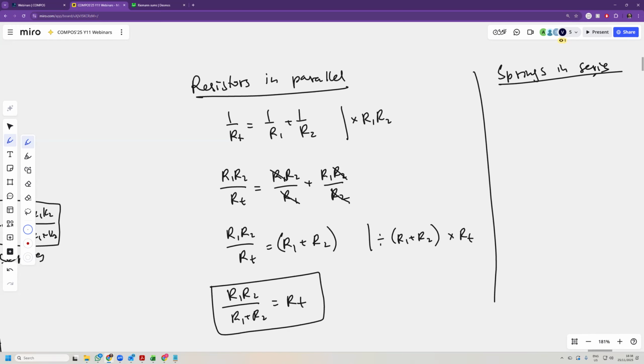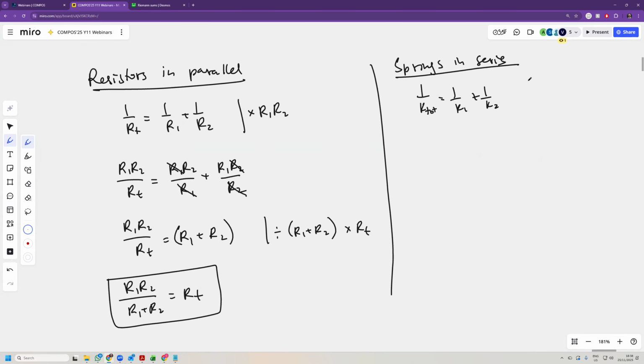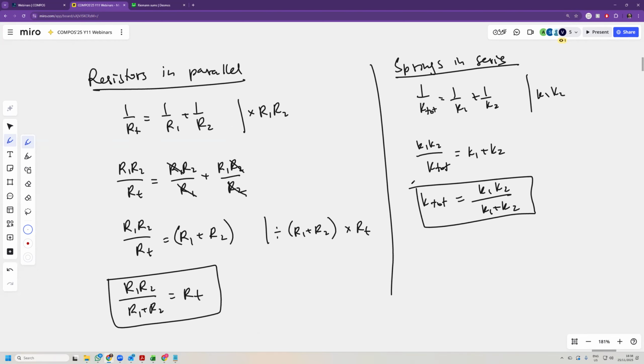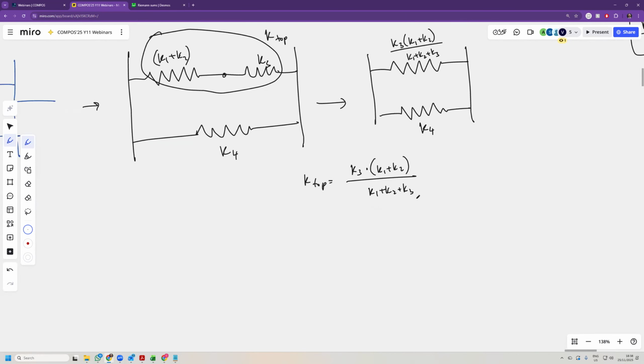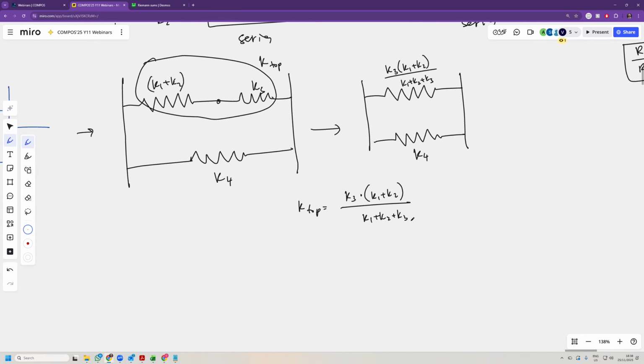And exactly the same thing for springs in series. So 1 over K total equals 1 over K1 plus 1 over K2. So we multiply both sides by K1 K2. We get K1 K2 over K total equal to K1 plus K2. K total is K1 K2 over K1 plus K2. Does that answer your question? Okay.